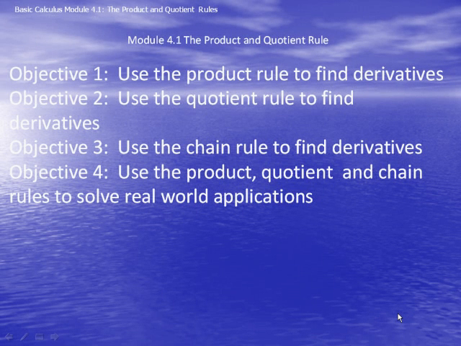Module 4.1, the Product and Quotient Rule. Objective 1, use the product rule to find derivatives. Objective 2, use the quotient rule to find derivatives. Objective 3, use the chain rule to find derivatives. Objective 4, use the product, quotient, and chain rules to solve real-world applications.